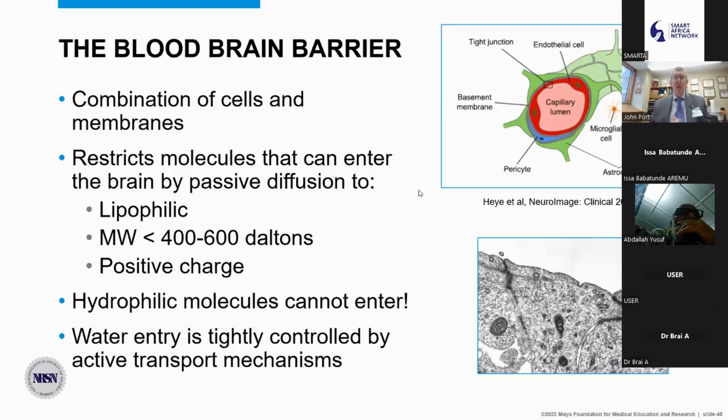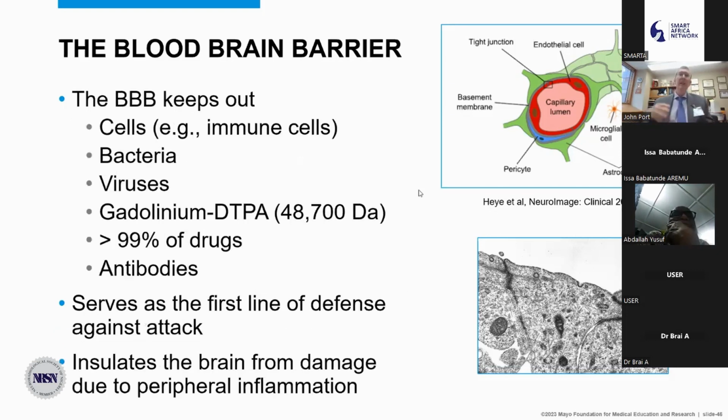And then positive charged ions can get in. So sodium, potassium, things like that. Water and hydrophilic molecules can't enter. In fact, water content in the brain is tightly controlled by active mechanisms, and it's an active process. So the aquaporin thing that we were talking about is one of the ways that the brain and spinal cord maintain water balance. The blood-brain barrier keeps out cells, especially immune cells.